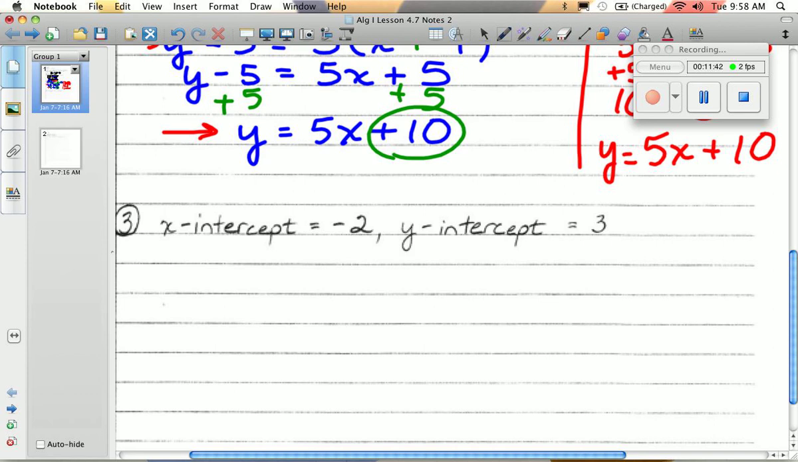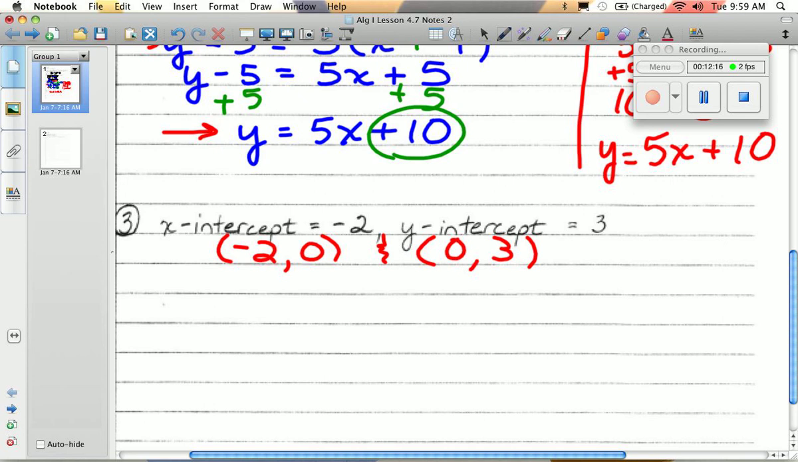Okay, what are we going to do in number 3? If they give us the x-intercept and the y-intercept, any ideas what we could do here? Abby? Find the slope. Okay, how are we going to find the slope? Use the slope formula. Okay, do we have some points? Yeah. What are they? -2, 0, and 0, 3. These intercepts are actually ordered pairs on the graph. There they are.